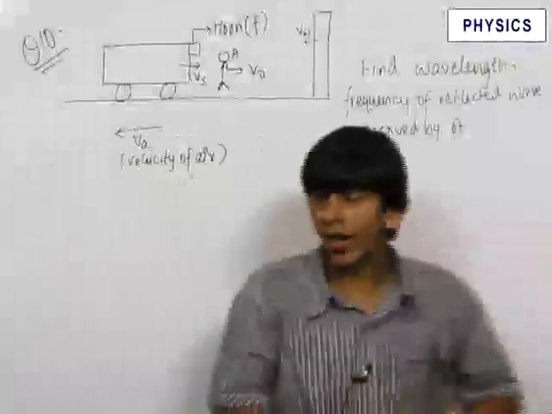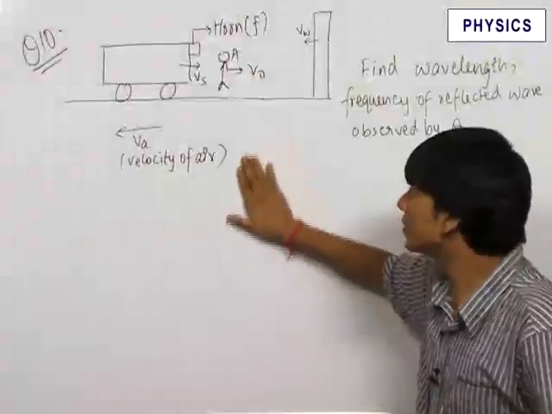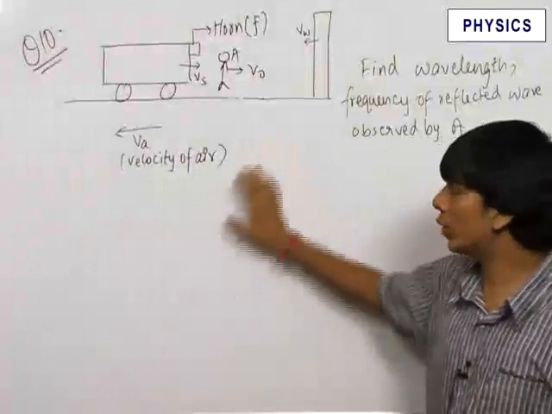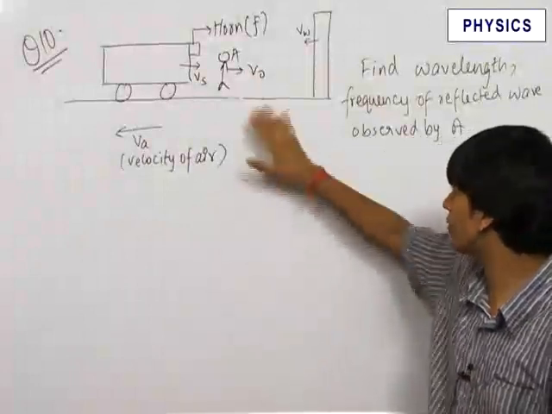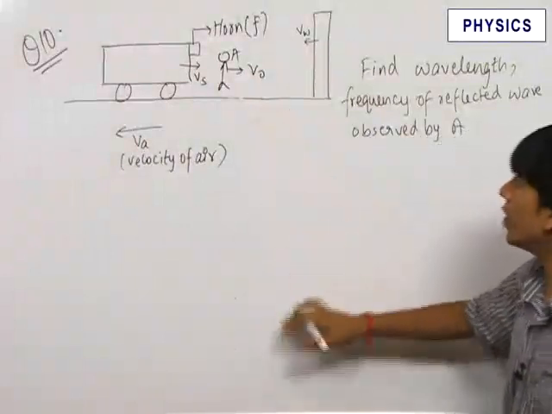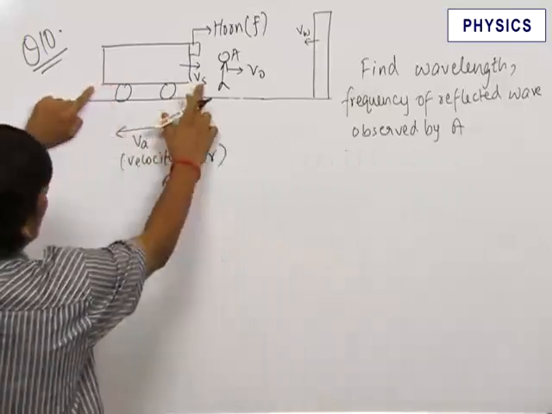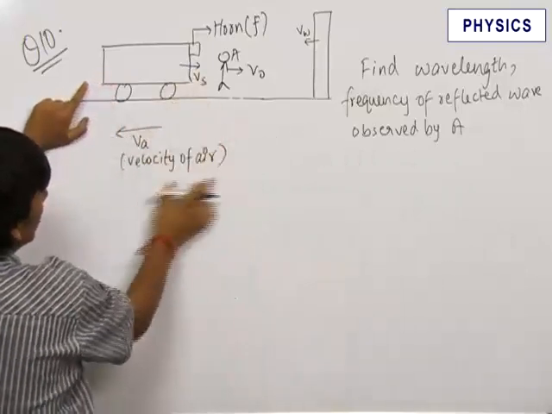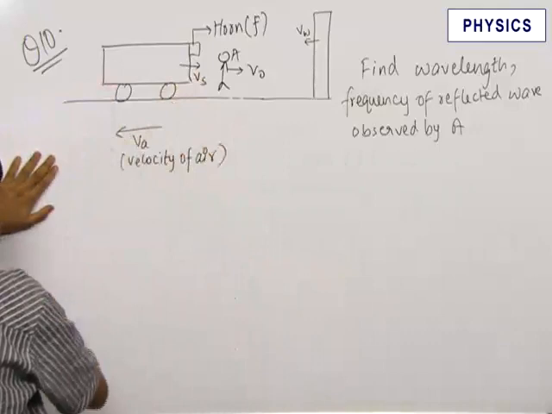The 10th question that we have is a very conceptual and a very important problem. You can clear all your confusions about Doppler effect from this question. We have been given a cart which is moving with a velocity vs towards right side. The velocity of the medium that is there is given va towards the left side.